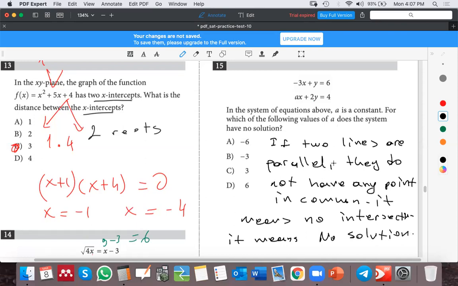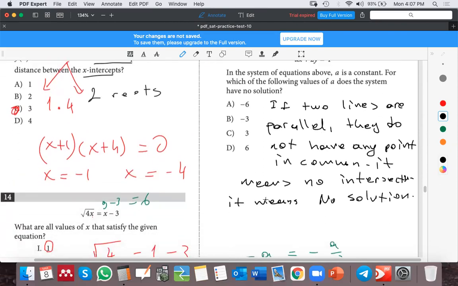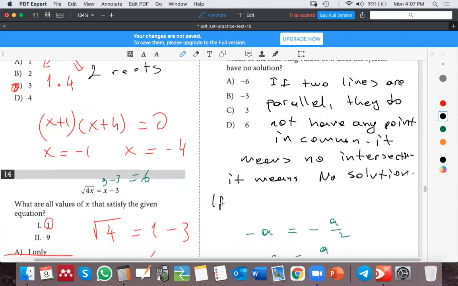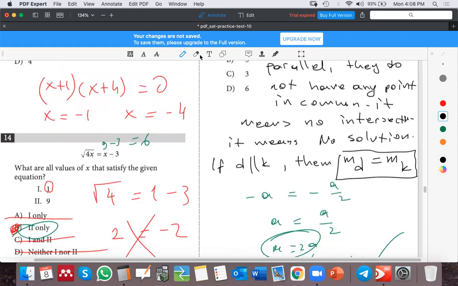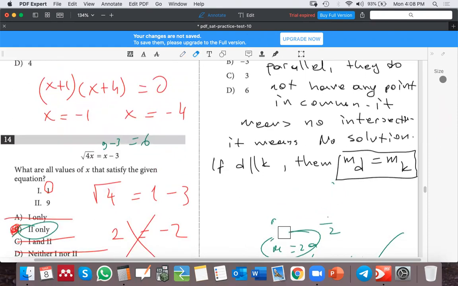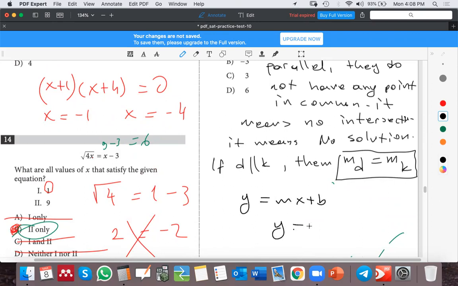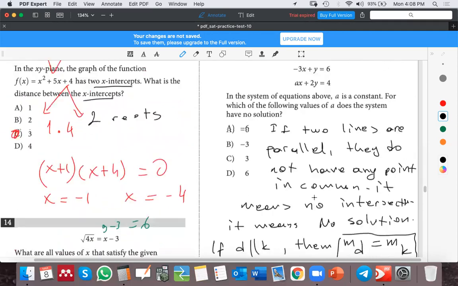So how can I say two lines are parallel? If line D is parallel to line K, the rule is this: the slope of line D must be equal to the slope of line K. So what is the slope? Slope means this. y is equal to mx plus b. For example, y is equal to x plus 10. Here, this is the slope, before the x.